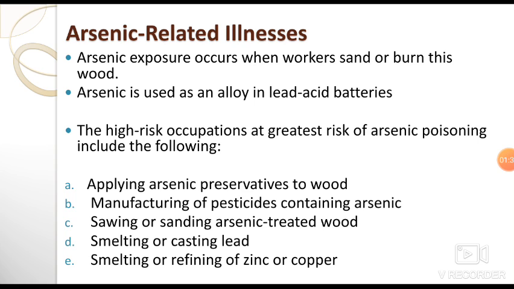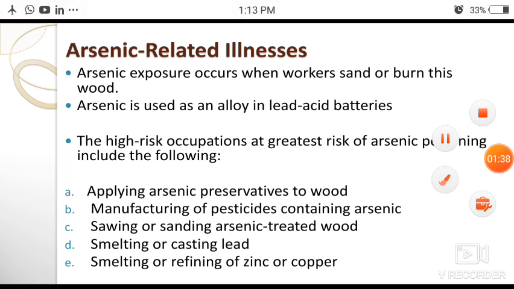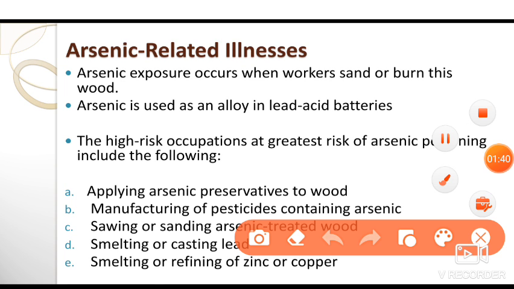The high risk occupations at greatest risk of arsenic poisoning include the following. You can see here, the first one is applying arsenic preservatives to wood, manufacture of pesticides containing arsenic, and sawing or sanding arsenic treated wood, smelting or casting lead, smelting or refining of zinc or copper. These are all types of high risk occupations.